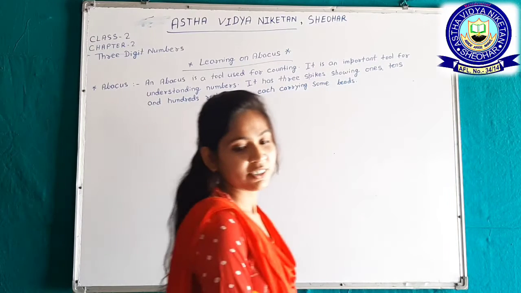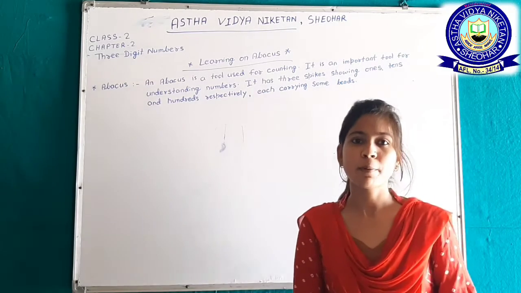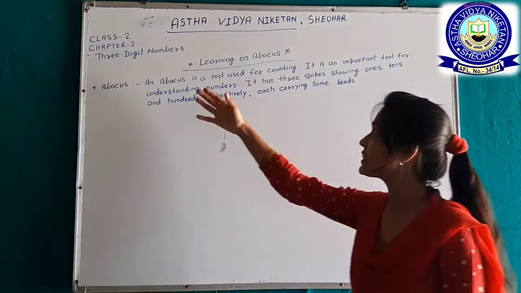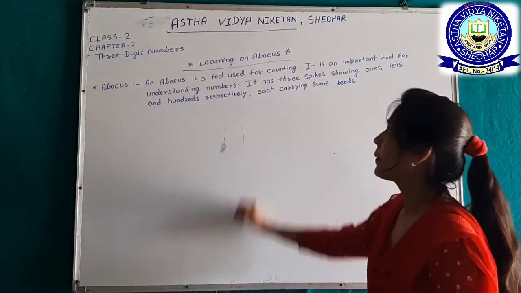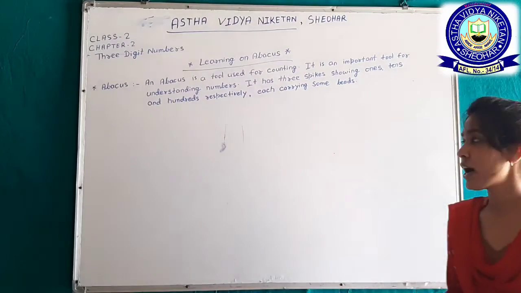Good morning children. Today is our second day. In your previous class, you have read about comparison of numbers, and this is your second chapter, 3-digit numbers. And in this chapter, you have read about abacus. How we can write and read on abacus.